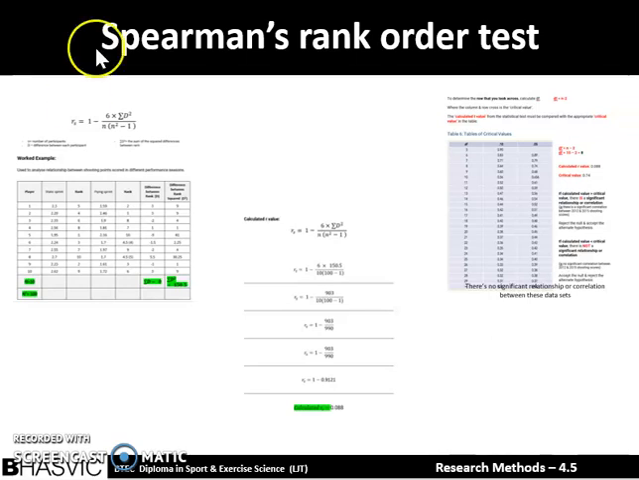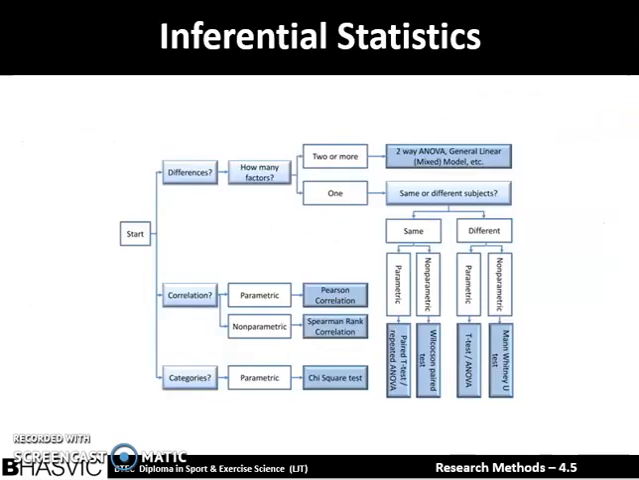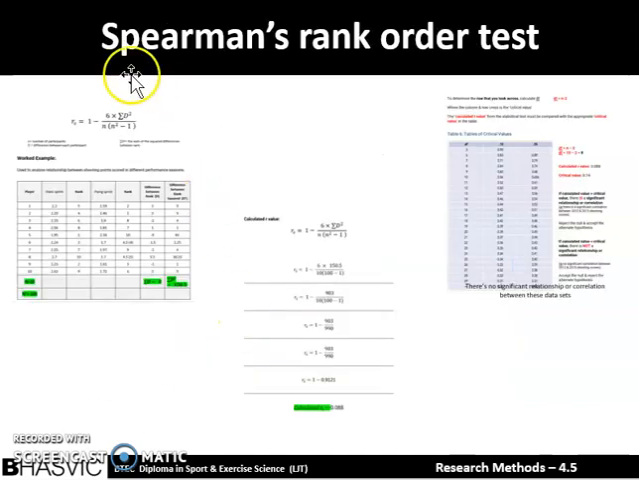4.5 part 3. So this is Spearman's rank order test. If we go back to the inferential statistics, it's a correlational test and it's non-parametric. The formula up here is 1 take away 6 times the sum of the squared differences between the ranks over the number of participants, brackets number of participants squared, take away 1. This is a much more simple formula compared to Pearson's. So the sum of the squared differences between the ranks.